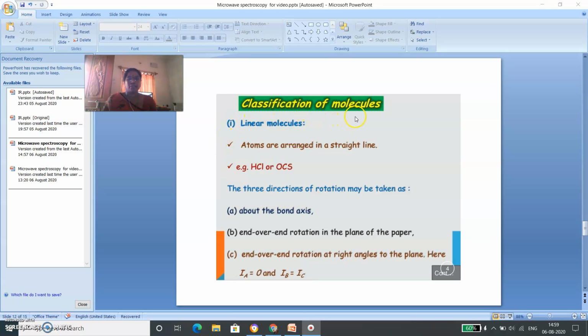So how are you going to classify these molecules? Linear molecules are those in which atoms are arranged in a straight line, for example HCl or OCS. What are the three directions of rotation? Like we are telling A, B, C, IA, IB, IC. A is about the bond axis, B is end over end rotation in the plane of the paper, right? For example, I can explain it by taking a pen.